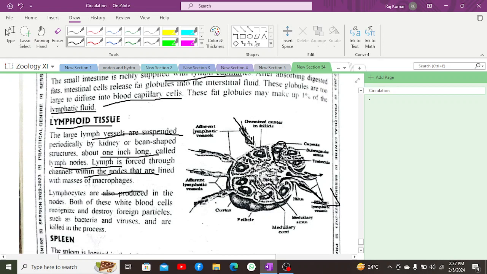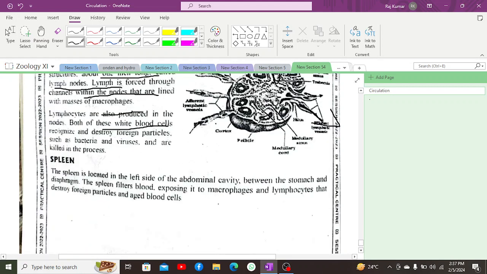Lymphocytes are also produced in the nodes. Both of these white blood cells recognize and destroy foreign particles such as bacteria and viruses, and are killed in this process. One more thing, the spleen has a similar structure. First and foremost, it is located on the left side of the abdominal cavity between the stomach and the diaphragm. The spleen filters the blood, and the splenic vein has the maximum amount of hemoglobin content within it.